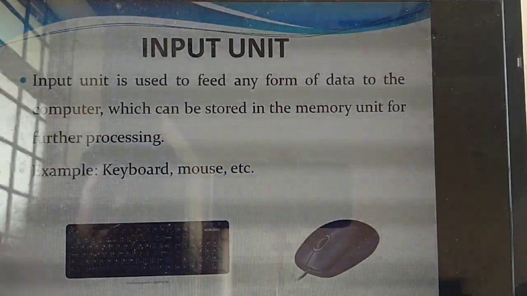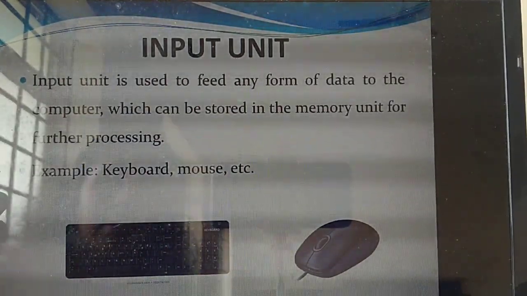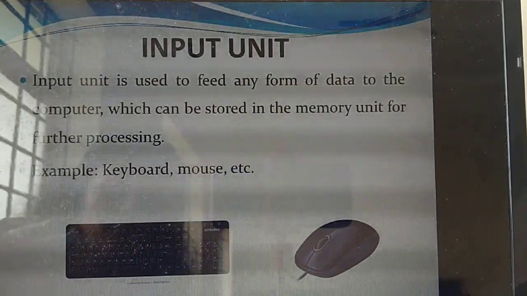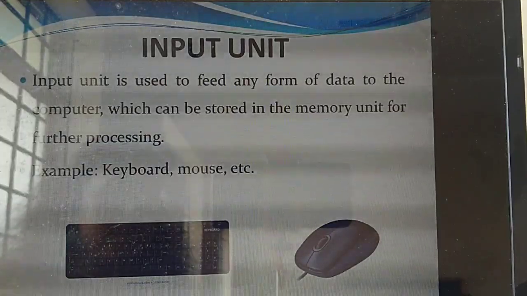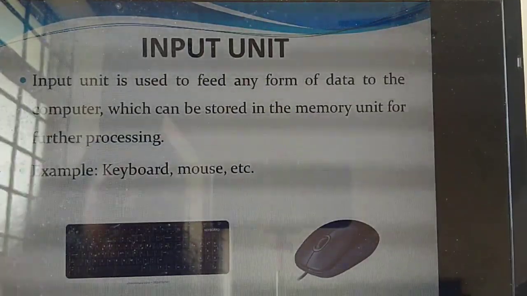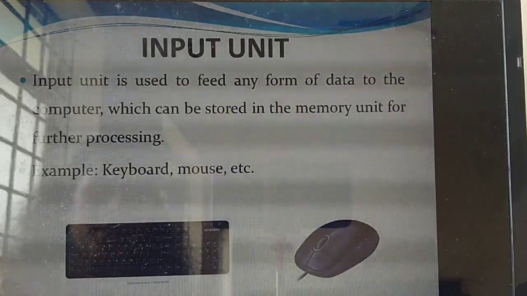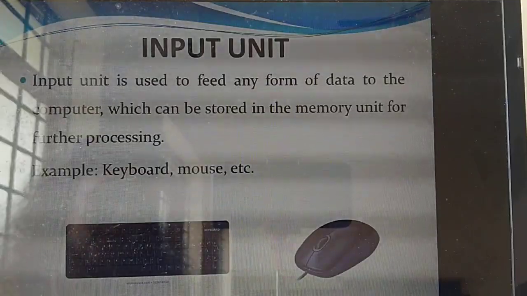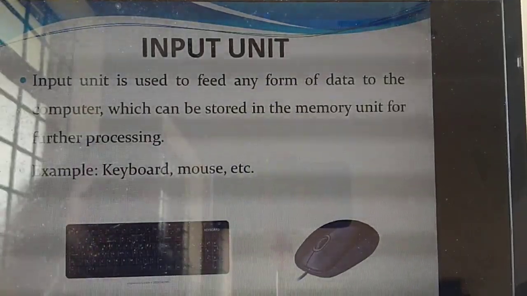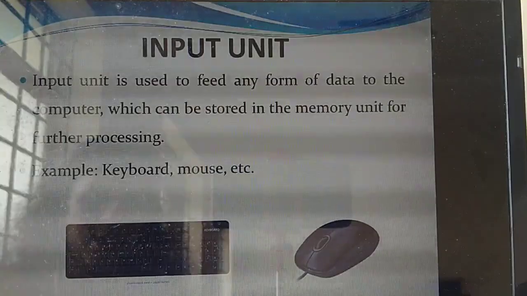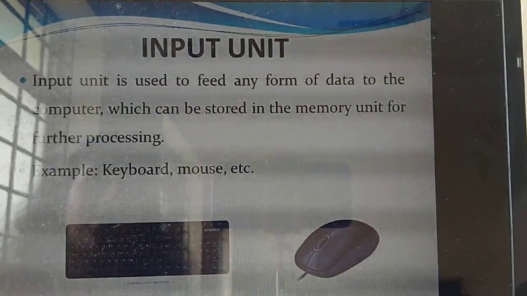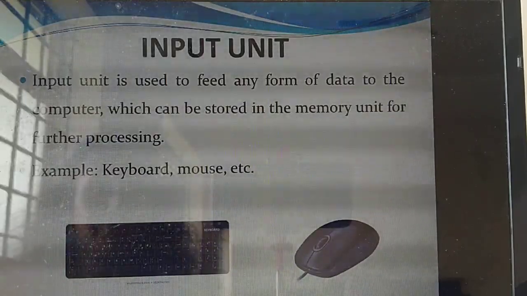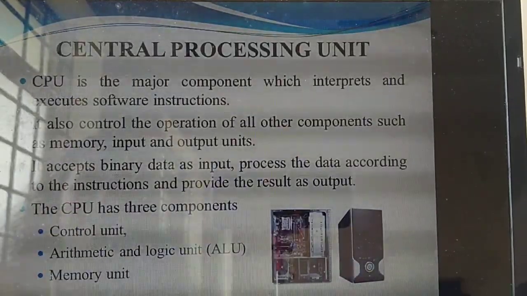Let's see some examples of the input unit: keyboard and mouse. For example, if I am typing something in the computer, from where do I type? Keyboard. That is the input unit. Next, if I am clicking photos or anything, by clicking I have given input using which device? Mouse. Input unit is used to give input in the form of data for processing, and processing is done in the memory unit. Examples: keyboard and mouse. Understand? Yes.